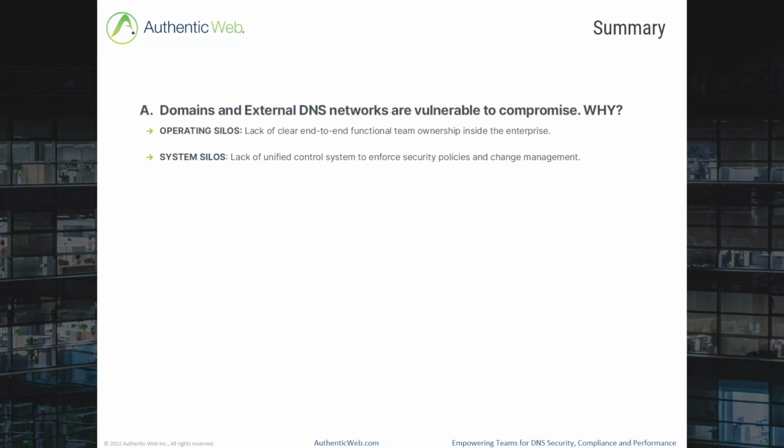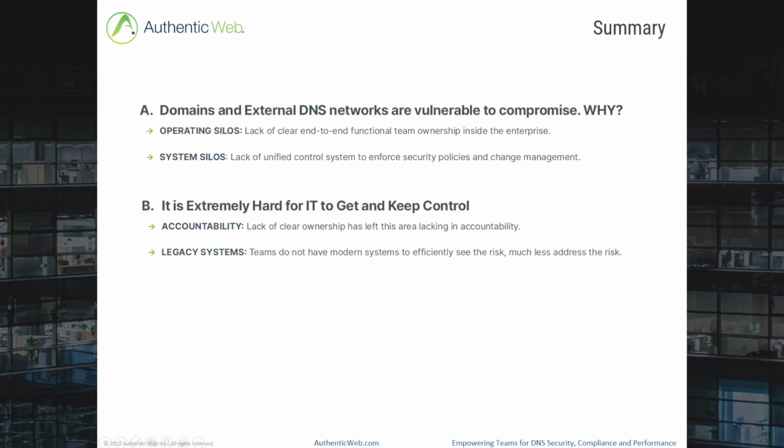Domains and DNS are extremely vulnerable to compromise. The DNS is not secure. With operating silos and clear lack of ownership, you have exposures. With system silos without control systems in place to enforce security policies, you have exposures. Secondly, it's extremely hard for IT to get and keep control.